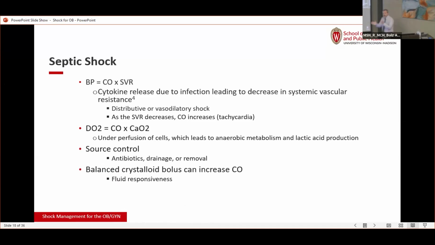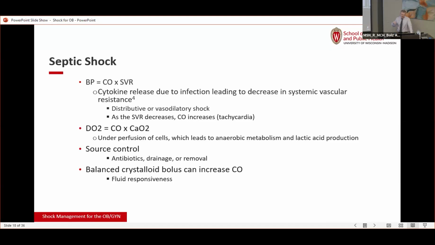It's gonna be source control. Source control is a little bit different in sepsis. Source control is either gonna be giving antibiotics, it's gonna be drainage, so if you got an abscess, you gotta get all that stuff out of there. Or if you have an infected organ, sometimes you gotta take it out, right? You got bowel that's dying, you gotta get it out. We had a lot of cases last week that were kind of odd, but anyways, we had an infected uterus that we had to remove, right? So again, it's source control.